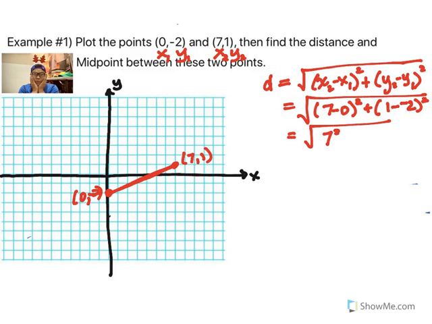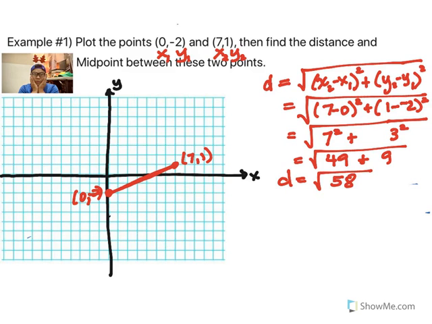This is 7 squared plus, this is 1 minus -2 is actually 3 squared. So we've got 49 plus 9. Not a perfect whole number, but the distance between those 2 points is square root of 58, approximately 7 point something, right? Okay, that's the distance.